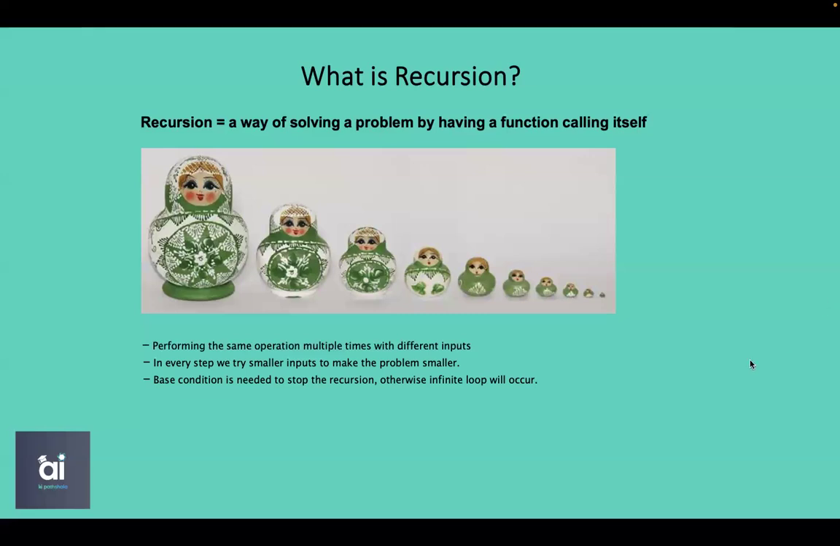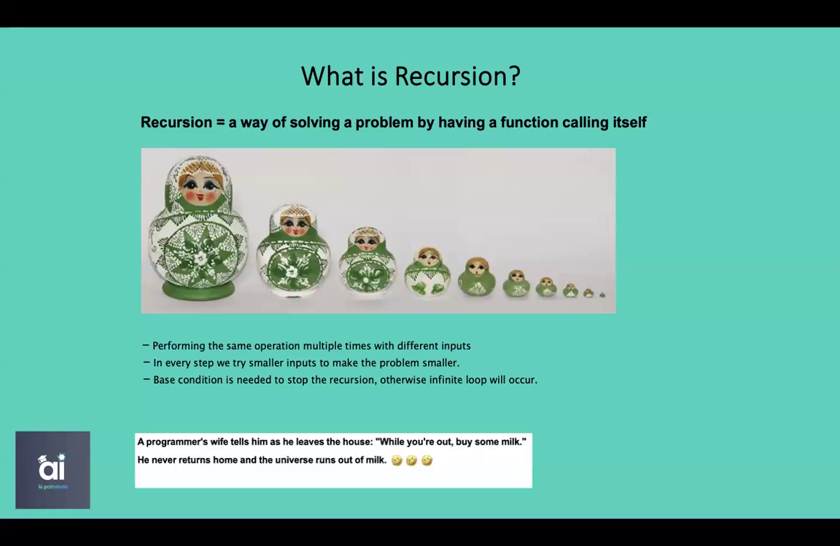There are even a lot of programming jokes about infinite loops. One that I like most is a programmer's wife telling him as he leaves the house, while you are out, buy some milk. He never returns home and the universe runs out of milk. You see that she hasn't provided the base condition here. That's why her husband is gone forever. So hopefully you understand all the properties of recursion.